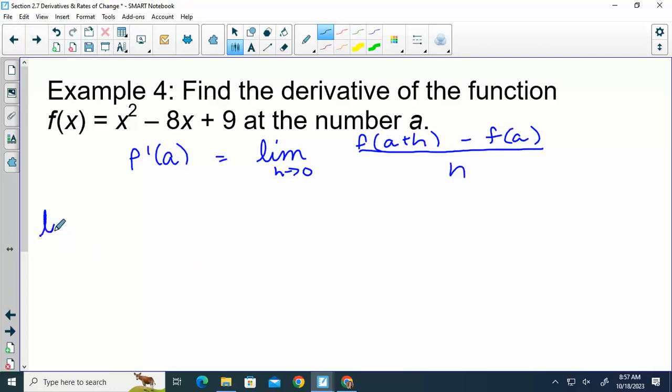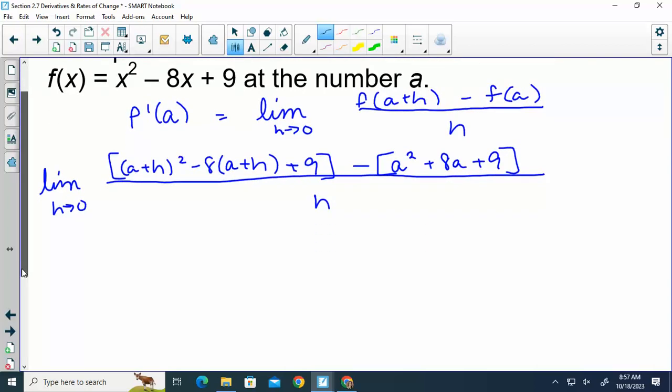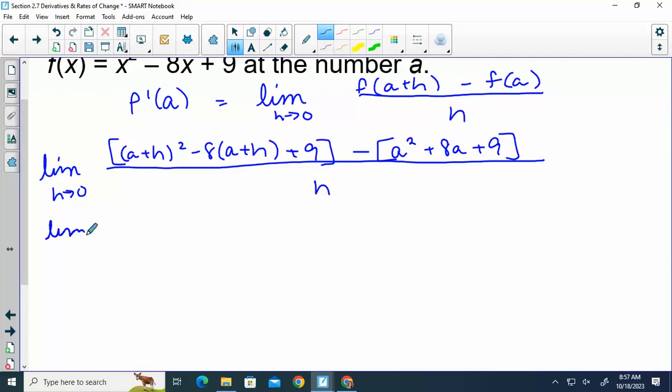So let's do that. So the limit as h approaches 0, f of a plus h says you go to your equation, you replace your x with a plus h. Minus f of a says go to your equation, replace your x with an a. All over h. Can I plug in my h yet? Okay, so what do we do?